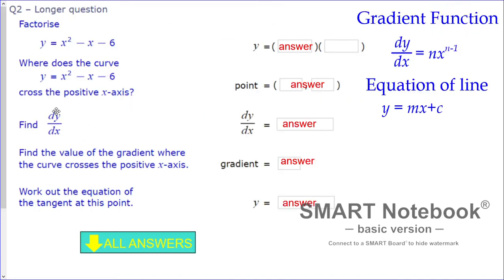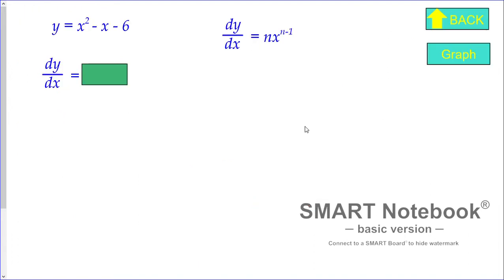The next question says, find dy/dx. Let's find dy/dx. When finding dy/dx, we do the usual. We bring down the exponent and multiply and take 1 away from that exponent. Who can tell me the answer to this one? If you said 2x minus 1, you are correct. Be careful, this is minus x. The coefficient of x is 1, or -1 in this case. Let's go back.